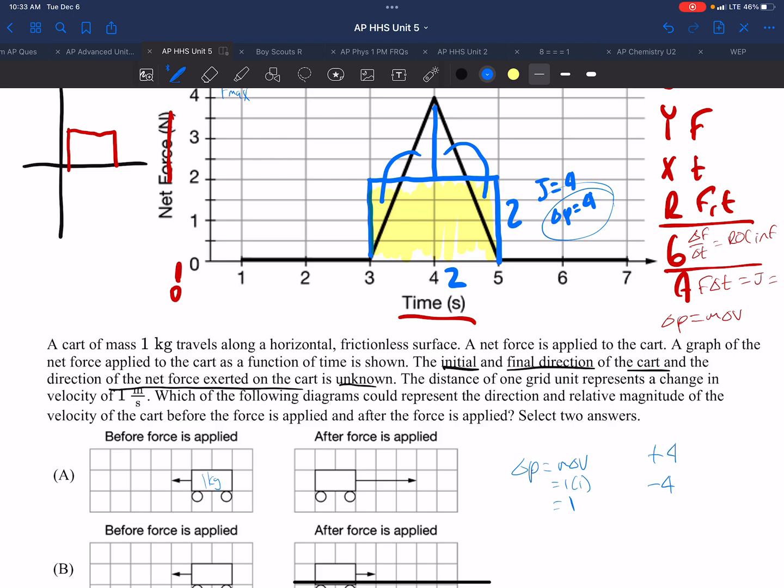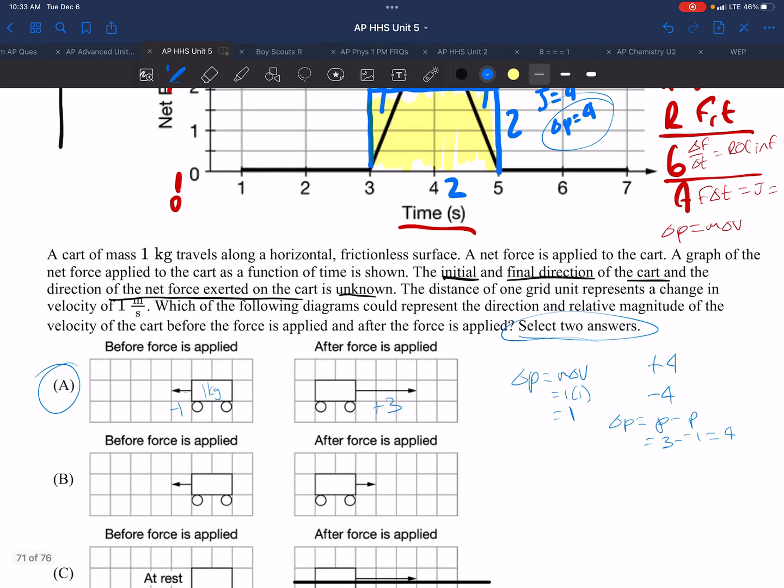So if we look at this one, this has a value of minus 1. And this has a value of plus 3. So if you look at the change in momentum, which is the final minus the initial, if we have 3 minus a minus 1, that's a change of 4. So it looks like this could be a correct answer. Now keep in mind, we're looking for 2 correct answers. We look at this one, this is minus 1 and this is 1 afterward. So the change in momentum is actually 2, delta P, P minus P0. 1 minus a minus 1 is 2.